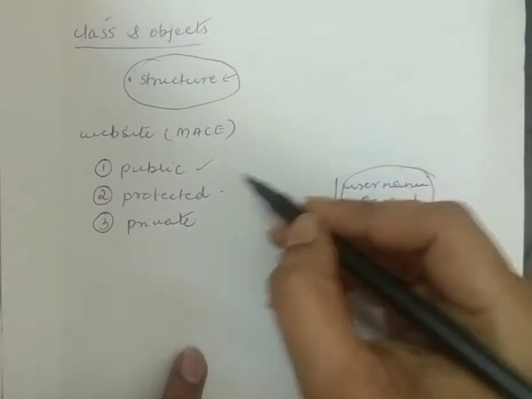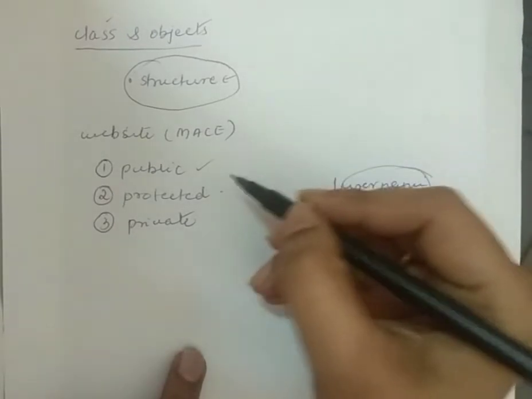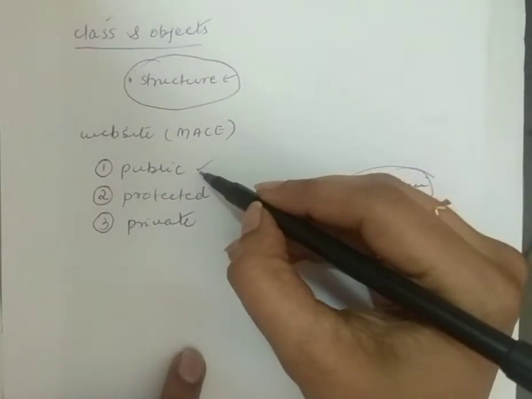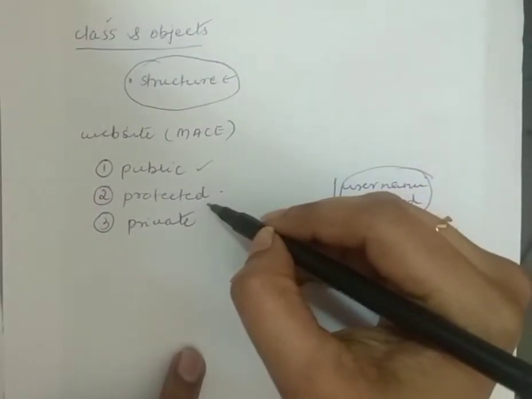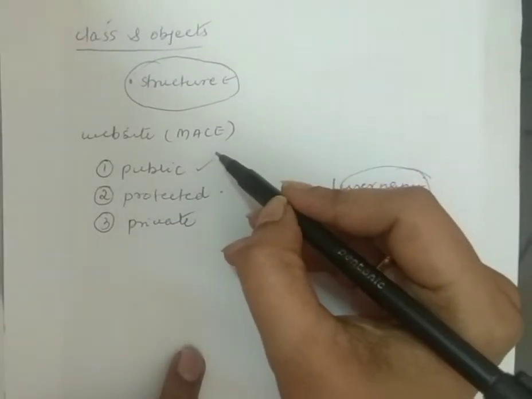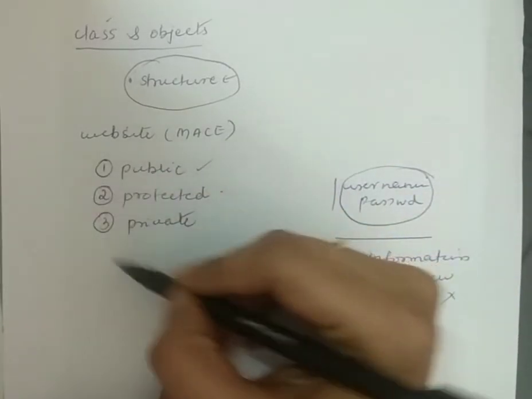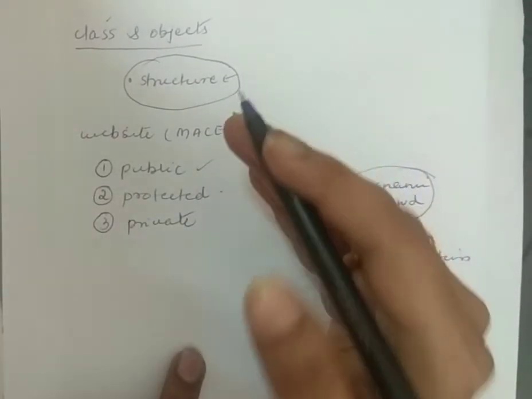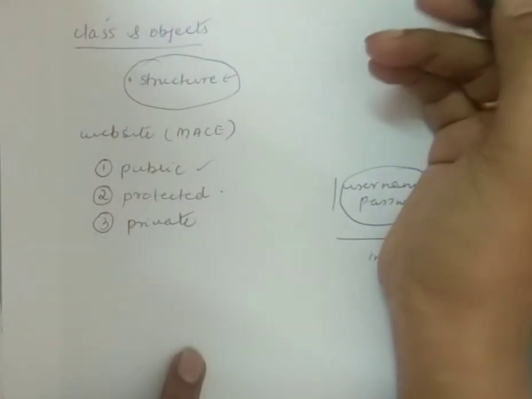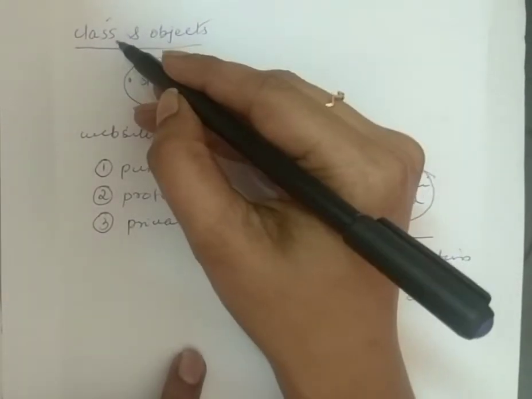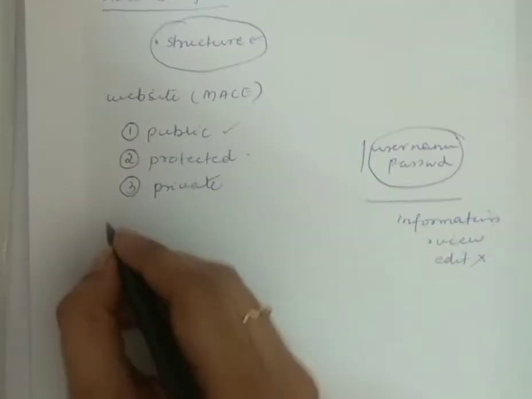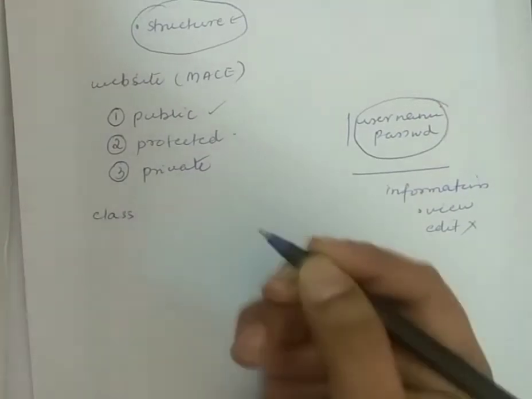So in real life, we need these three types of informations. That is, some informations are needed public, some have to be protected, some have to be private. For making these facilities possible, C++ programming gives you the facility known as class. Inside the class, I will show you the syntax of the class. So how to define a class?